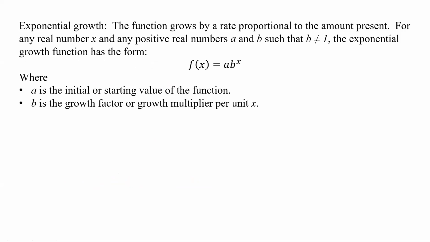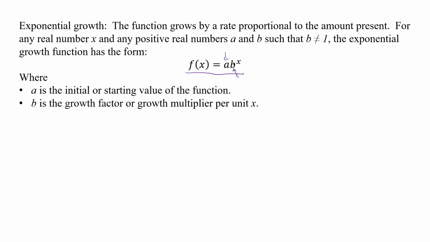So for any real number x and any positive real numbers a and b, again, remember a and b can't be 0 and b can't be equal to 1. Then this is our growth function. F of x equals ab to the x, where a, again, is the initial value, the starting value of the function. So there, you'll see some different ones. We'll have a lot of examples today. And b, that's going to be our growth factor or growth multiplier.